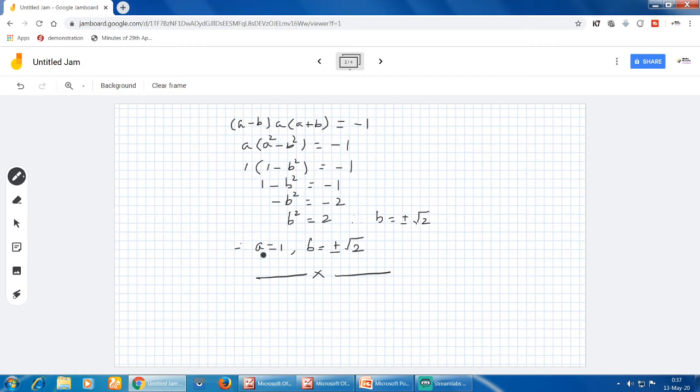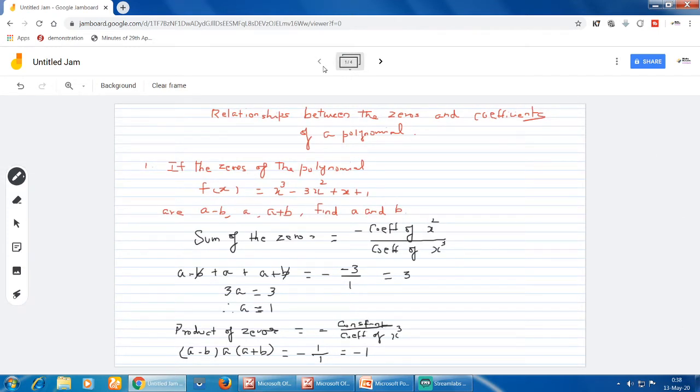Therefore, a we got as 1, and b we got as plus or minus root 2. That gives the solution for this sum. Now we are going to have a small division of the sum so that you can understand easily. Already they gave the zeros of this polynomial, a minus b, a, a plus b; find a and b.